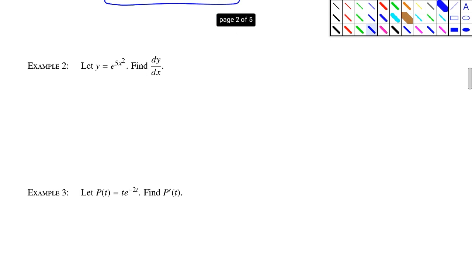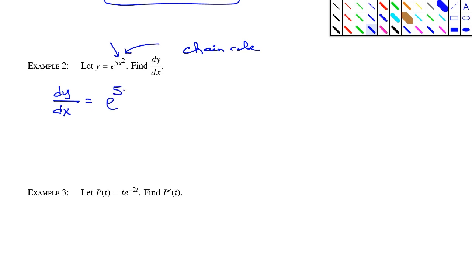Example number 2 says, let y equal e to the 5x squared power. Find dy dx. So that's the derivative, and we need to use the chain rule here. So the rule says that the derivative of e to the x is e to the x. But now, since the exponent is a function, we're going to have to use the chain rule to tack on the extra derivative. So dy dx is going to be e to the 5x squared power times the derivative of what's in the exponent, which is 10x.